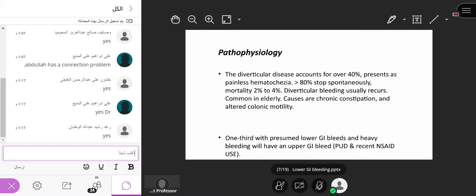More than 80% stop spontaneously. This is fortunate. Still, mortality is 2 to 4%. Diverticular bleeding usually recurs on and off, commonly in the elderly. We will discuss all about diverticular disease. It causes chronic constipation and altered colonic motility. That constipation is because of the Western diet, and it causes forceful contraction, and they will produce diverticuli, and then they may bleed. We'll discuss diverticular disease in detail.